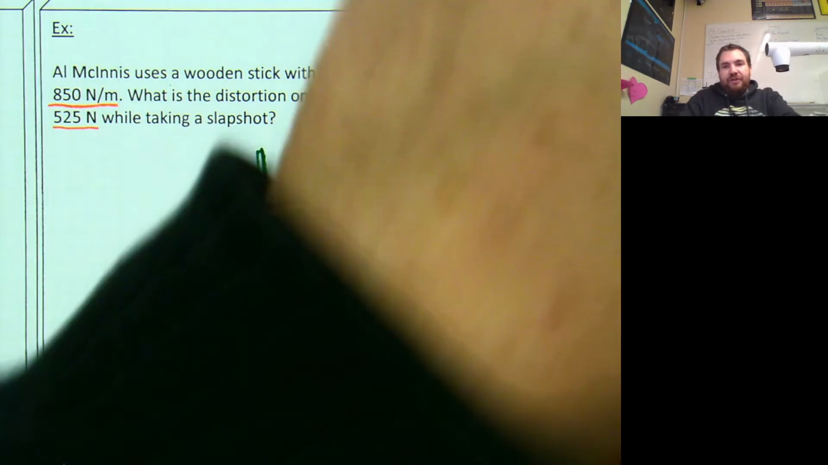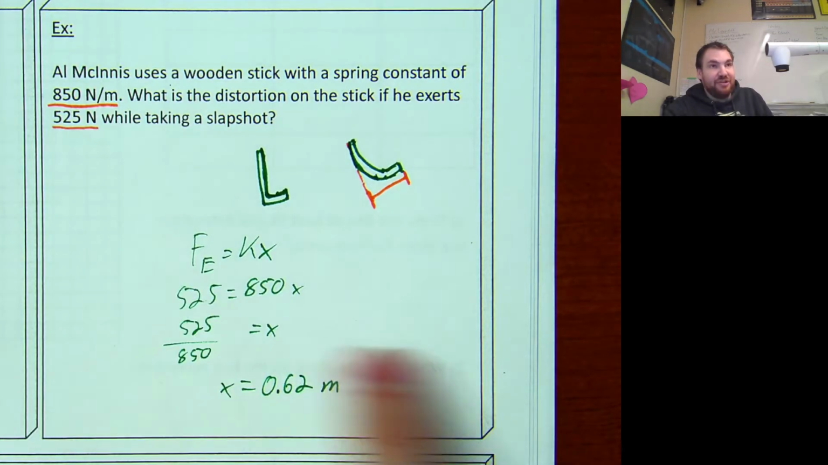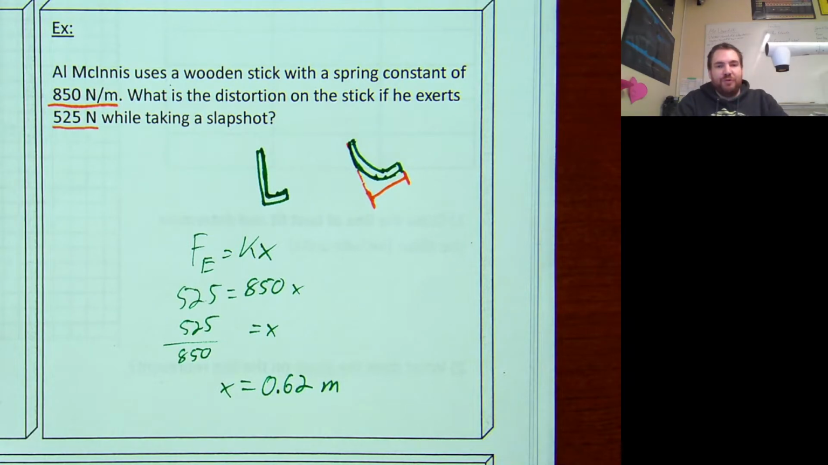So let me show you a picture of Al MacInnis' slap shot. Are we able to calculate the fastest one? I can tell you what his fastest shot was. That's easy. But do we have the knowledge to take this and turn it into the speed at which the puck was moving? No, there's too much going on there.